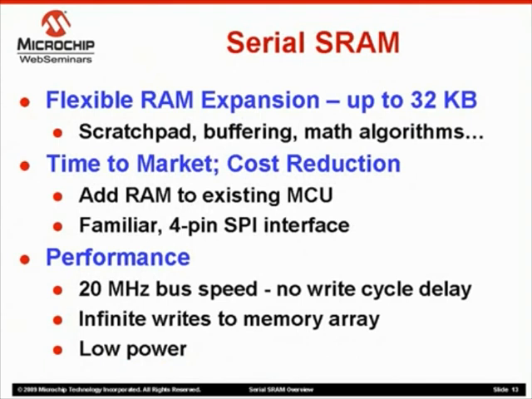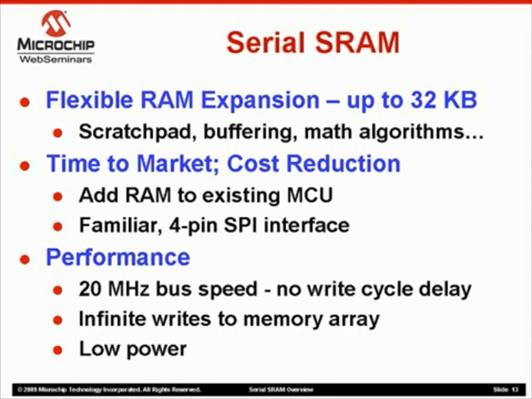And that completes this web seminar on serial SRAM. I'd like to summarize the important benefits of this new product line. First, serial SRAM gives designers a way to expand the available RAM in an application. You can add up to 32 kbytes of SRAM in a small 8-lead package. This is great for applications that require a lot of memory, as we saw in the Internet Radio application, and data-intensive algorithms. Using a serial SRAM can decrease your time to market and help to keep costs down, since you can add RAM to an existing micro design. And the SRAM parts use the very familiar SPI interface, which makes for quick, easy designs using just 4 I/Os.